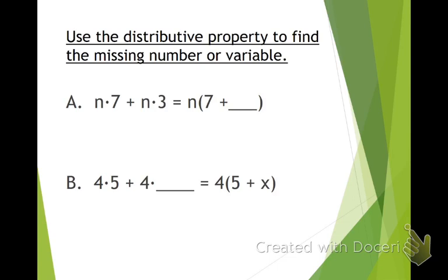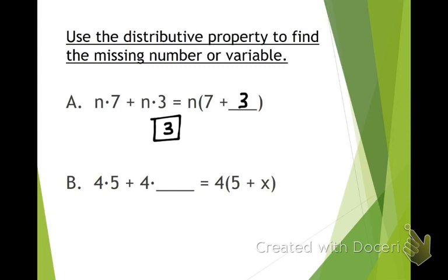Okay, let's look right here. Here's the next set of instructions. I want you to go ahead and write this entire slide down. Use the distributive property to find the missing number or variable. If you look at the first one, example A, if you listen to it, you can almost get the answer like that. N times 7 plus n times 3 is the same thing as n times 7 plus 3. Okay, you could just write it in the blank there, just make sure you box it in, or you can box it in directly underneath it.